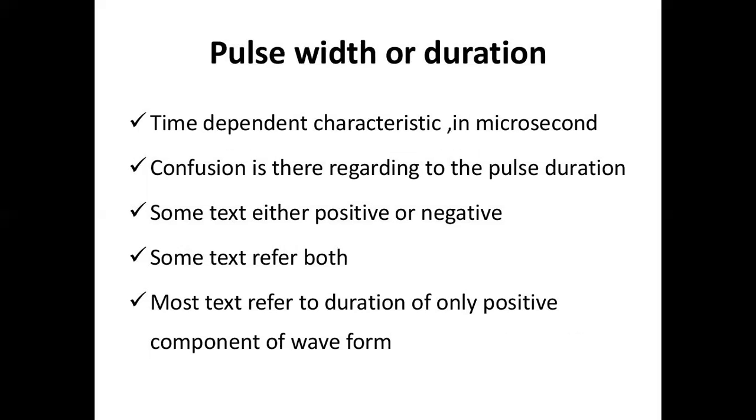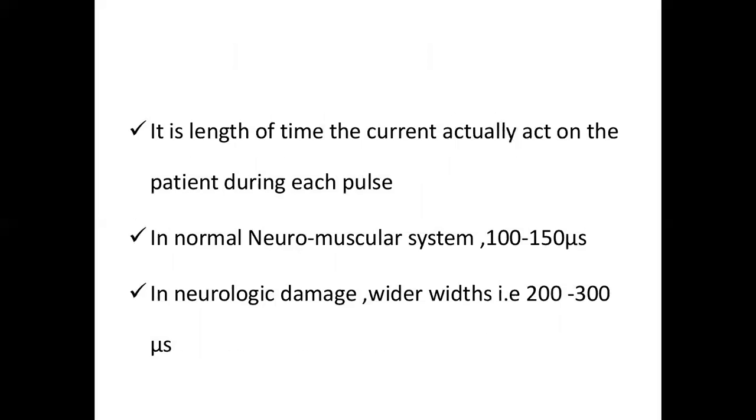Pulse width or duration is a time dependent characteristic measured in microseconds, and there is confusion regarding pulse duration. Some texts refer to either positive or negative, some refer to both. Most texts refer to the duration of only the positive component of the waveform. It is the length of time the current actually acts on the patient during each pulse. In a normal neuromuscular system, 100 to 150 microseconds. With neurological damage, wider widths are needed, therefore 200 to 300.